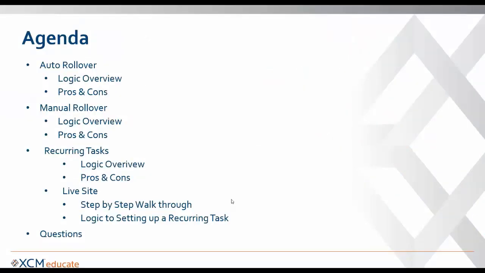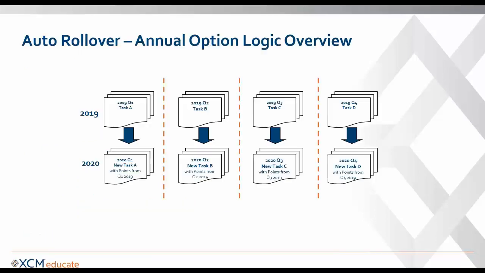So today, as I mentioned, we're going to talk about auto rollover, manual rollovers, and recurring tasks. We're going to look at the logic of all of them. We'll talk about the pros and cons of them all. And then we'll jump into the live site, and we'll go step by step through each one of them. We'll show you how to turn on auto rollover, how to do a manual rollover, and then how to set up a recurring task. Once I do that, we'll open it up for questions at the end.